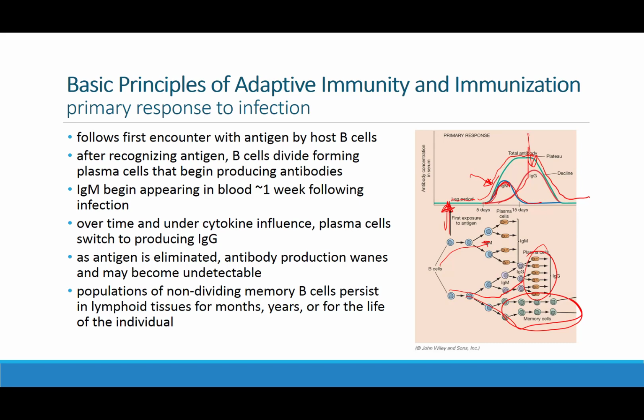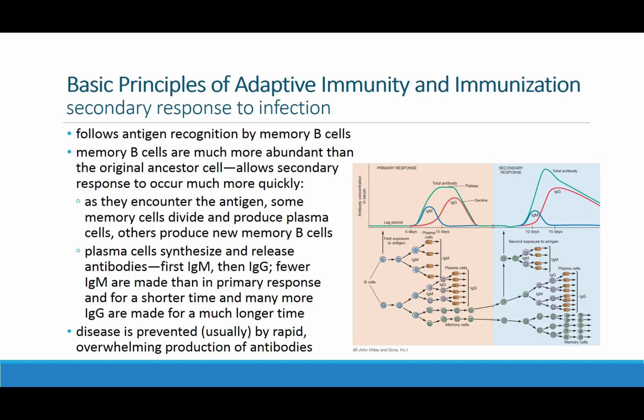So populations of these non-dividing memory B cells can persist in the lymphoid tissues. They can be there for months, years, and sometimes even for the entire life of the individual, waiting to find that antigen again. If they find that antigen again later on, so here we see there's a break, time passes, then the memory B cells will discover that antigen because they're going to be in much greater abundance than the ancestor of that original cell.